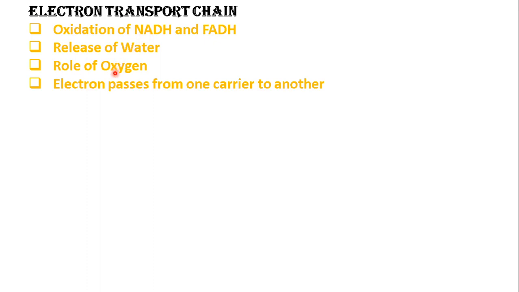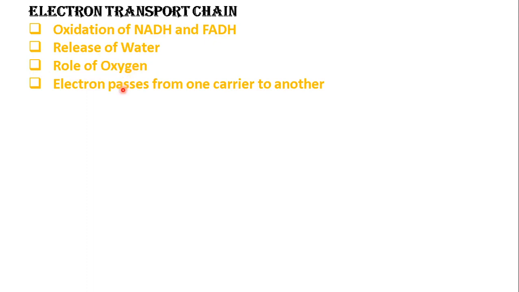Then the role of oxygen. We know that during respiration, oxygen is always required. Now, till now, we have not seen the role of oxygen. Where is oxygen involved? So the role of oxygen will come here. They play the role of the terminal electron acceptors. We will see that. Then electron passes from one carrier to another.